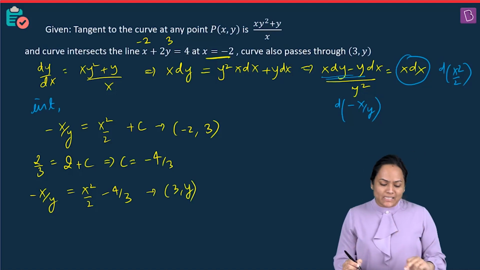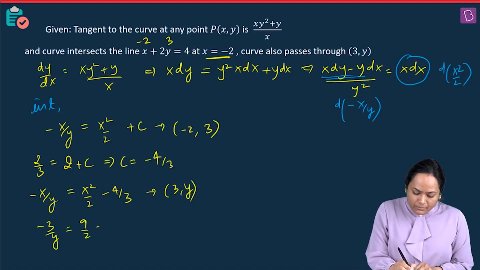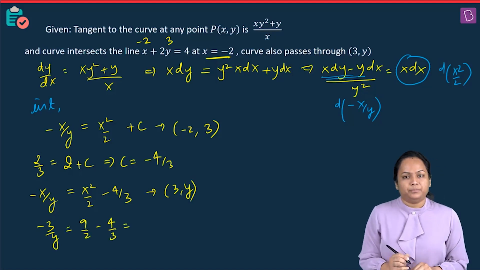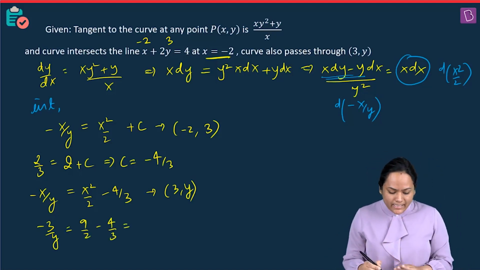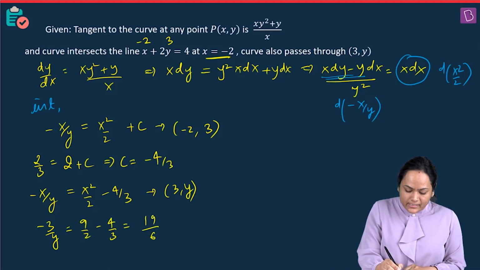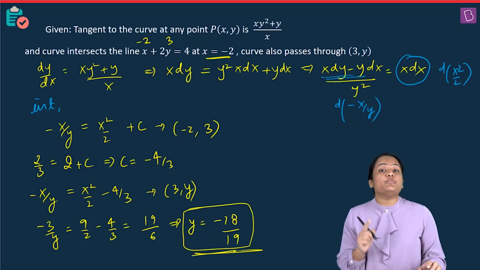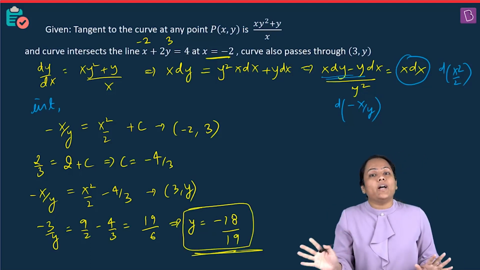So when I put x as 3, it's going to become minus 3 by y is equal to 9 by 2 minus 4 by 3. And when I take its LCM, it's 27 minus 8, that is 19 by 6. That means my y value is nothing but minus of 18 by 19. This will be the final answer. They have asked us the value of y.